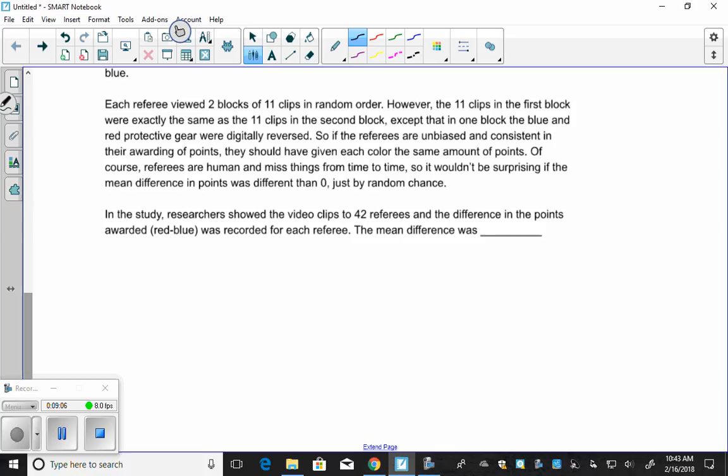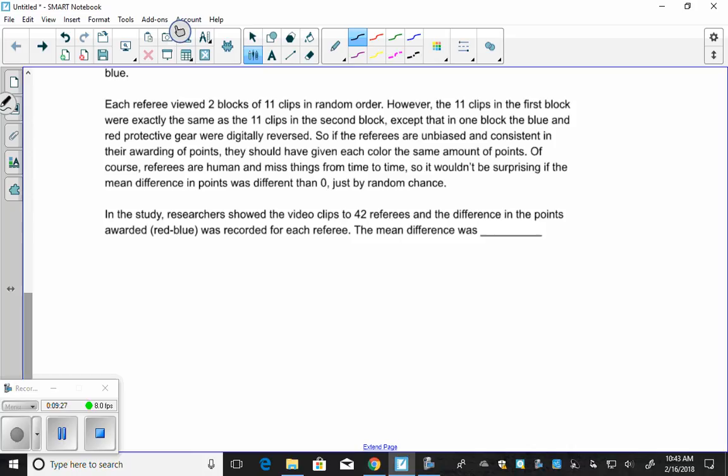So literally they're playing the same video over and over again, but they just keep switching the colors. It's the same clip, but in one clip I'm red and in the other one you're blue. But you're doing the same move over and over again. Okay? So that's how this experiment worked.